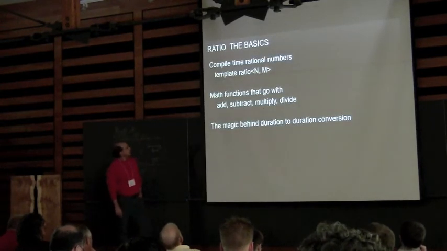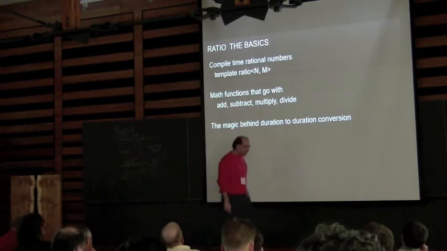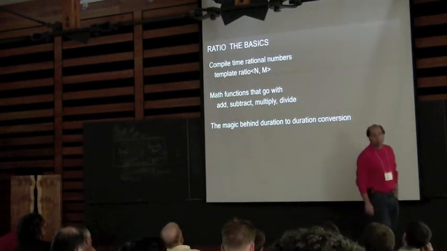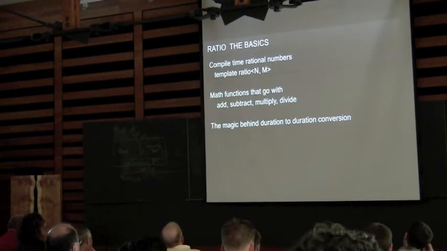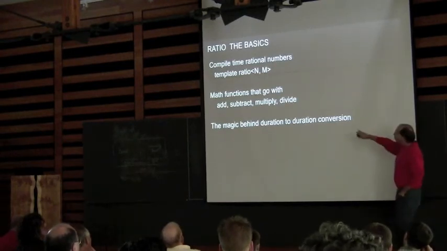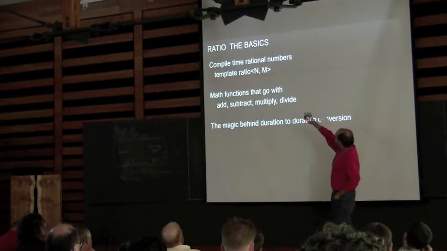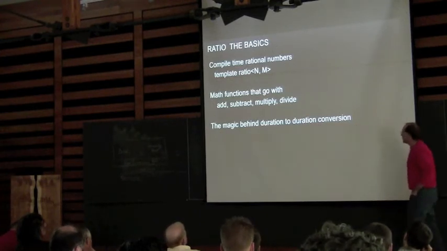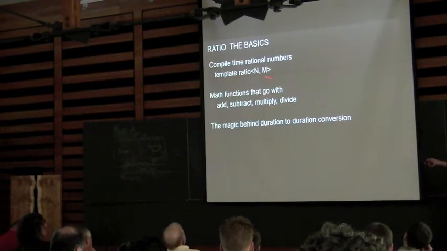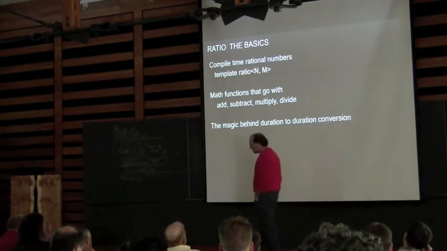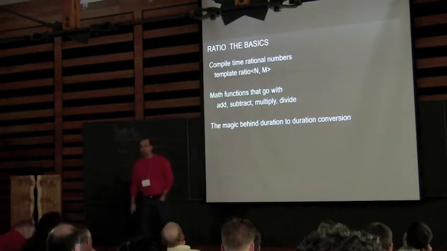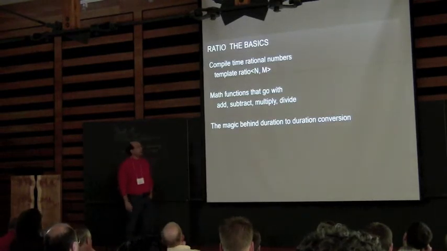So, give you a little preview of ratio. It's a very simple idea. Basically, it's a way to do rational numbers at compile time. And basically, there's a whole set of math operations. You provide it basically two integer values for the ratio. And this is the magic behind all that compiler stuff that knows what to do with your types, how to upconvert, downconvert, etc.